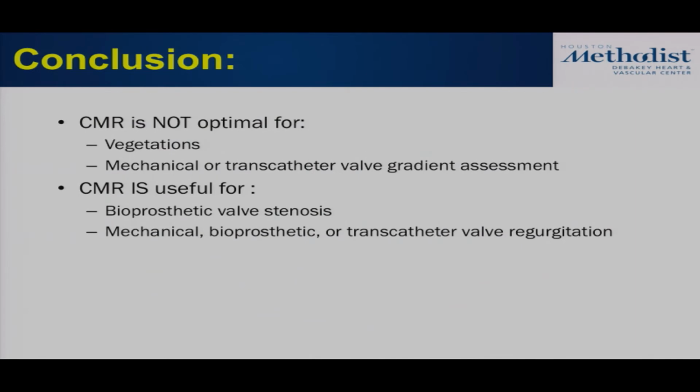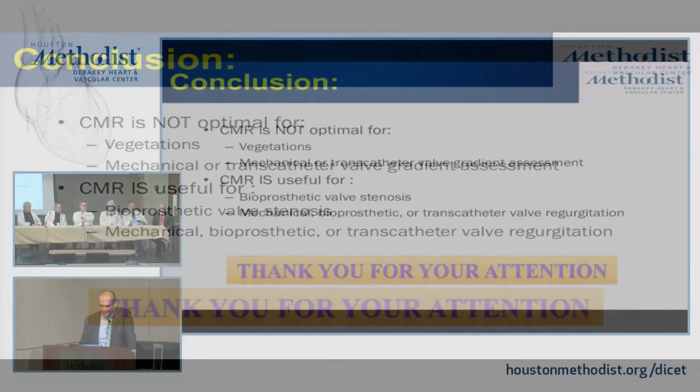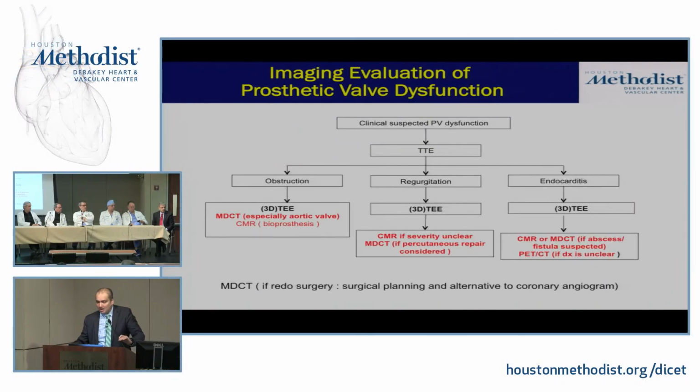So to wrap up now, here's the algorithm that Sumin and I propose. Obviously, when you have a patient that you're suspecting prosthetic valve dysfunction, transthoracic echo is going to be your first line test. If the question is really about obstruction, as I think we've touched on, there may be a role for transesophageal echo in some cases.